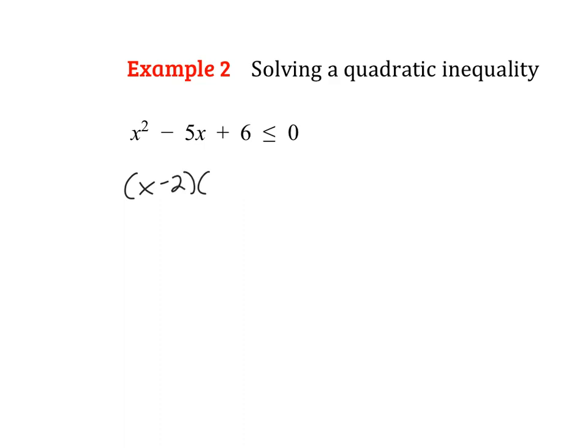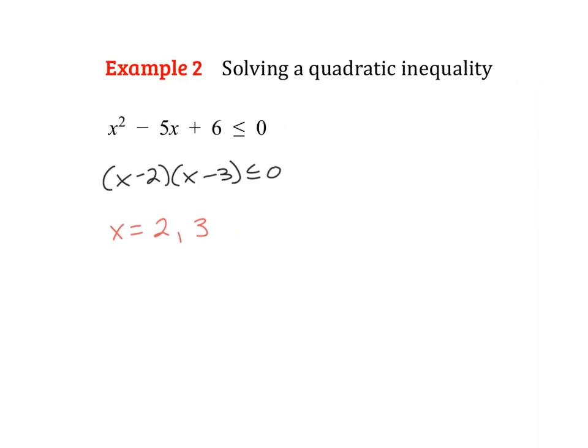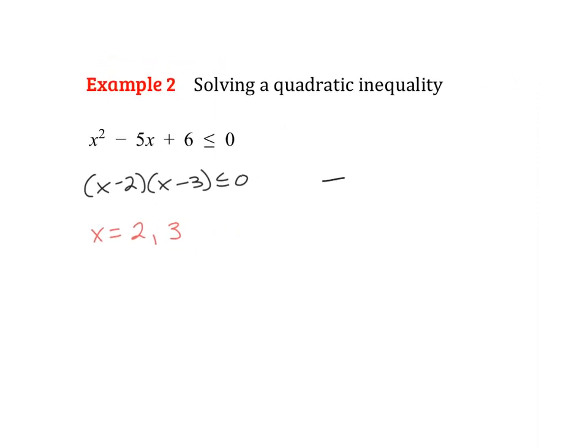So x minus 2 times x minus 3. So I know if I were solving this as an equation, my answers would be x equals 2 and 3. We're going to treat these as our critical points. So now what I'd like you to do is give yourself different zones that we're going to test.